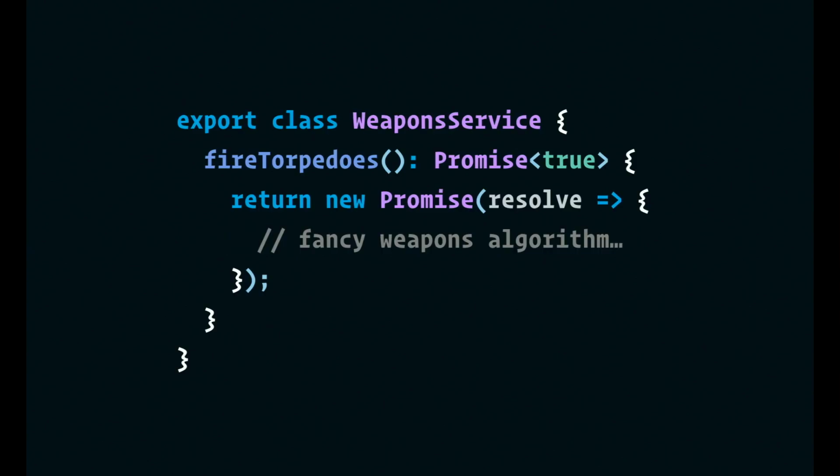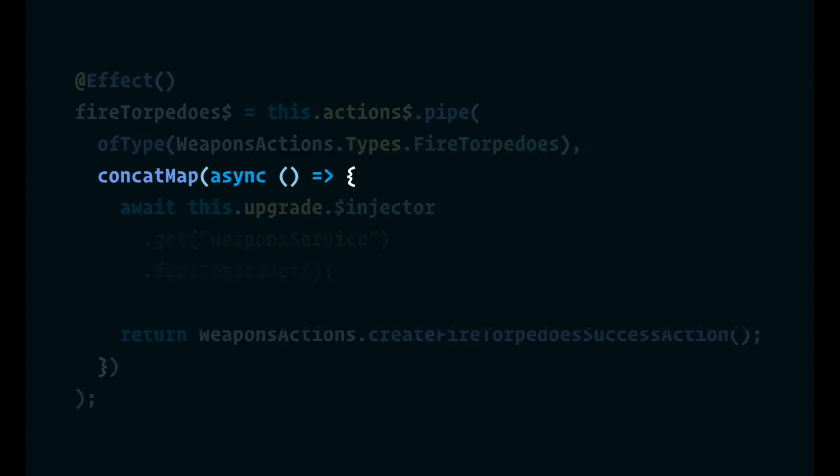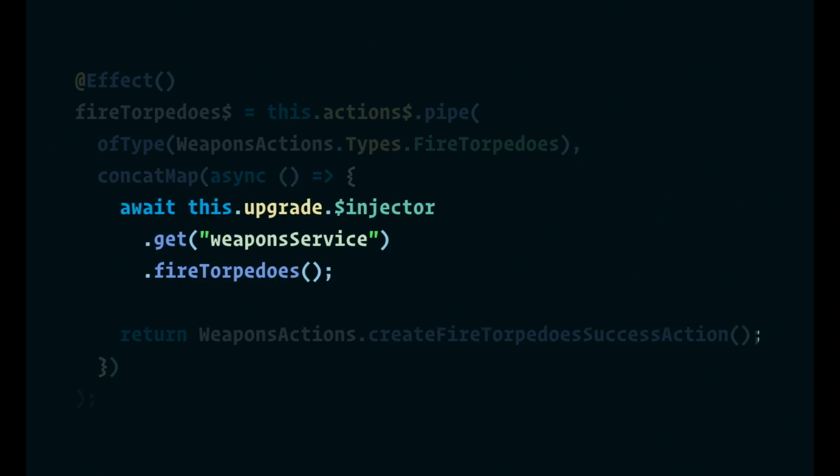So we've got our weapons service, and that's an AngularJS service that returns a promise. Now, note, in AngularJS, we were using promises, not observables. But that's OK, because most of the RxJS operators that NgRx uses can actually work just as well with promises as with observables. So in our torpedoes effect, we have an asynchronous concatMap that is basically going to await the promise from the weapon service.